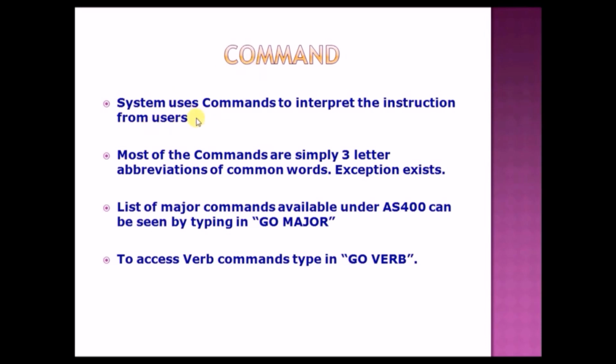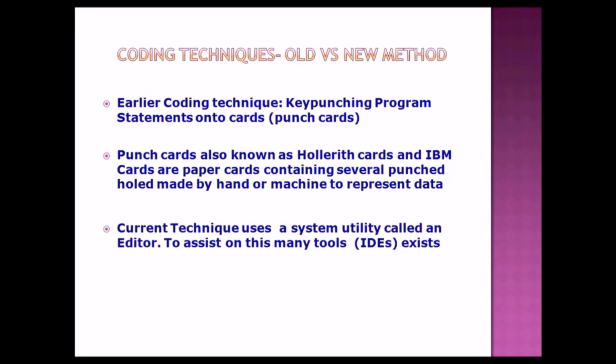So system uses commands to interpret the instructions from users. Most of the commands are simply 3-letter abbreviations of common words. We already discussed and seen this. Now the list of the major commands available in IBM i can be seen by typing in GO MAJOR. To access a verb command, type in GO VERB on the command line. So let's move on to our next topic, that is coding techniques.